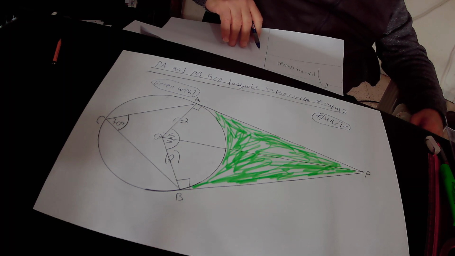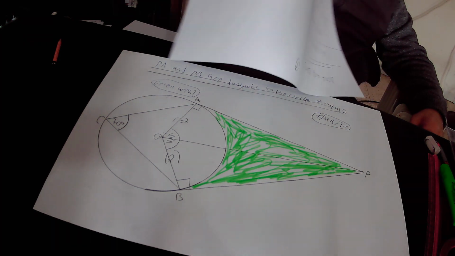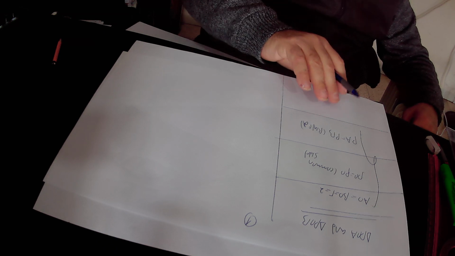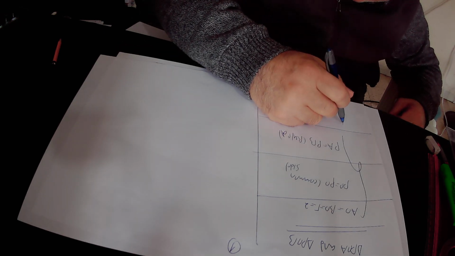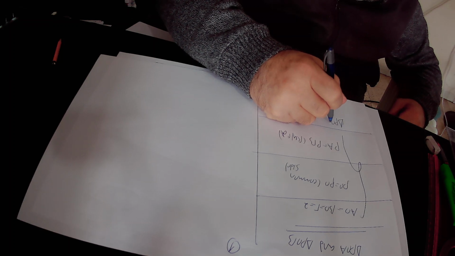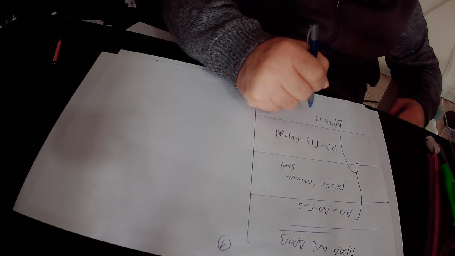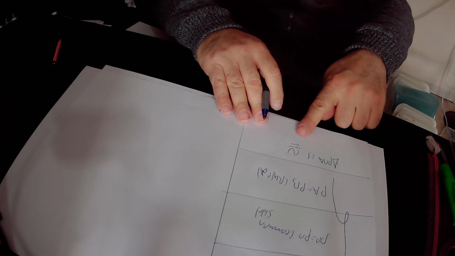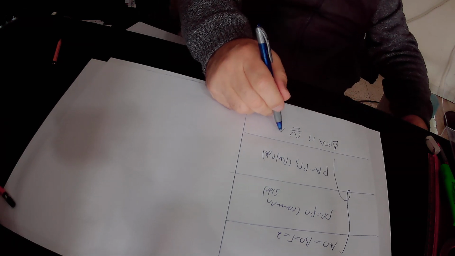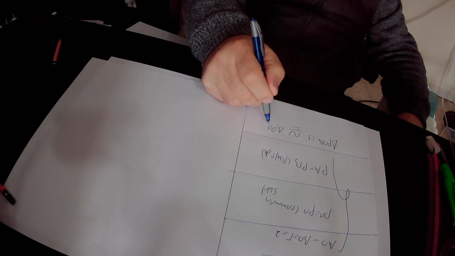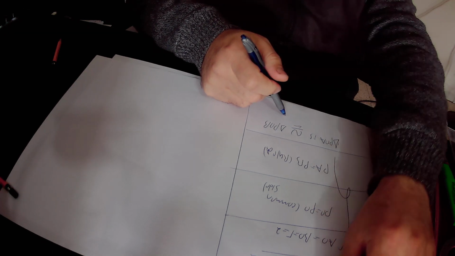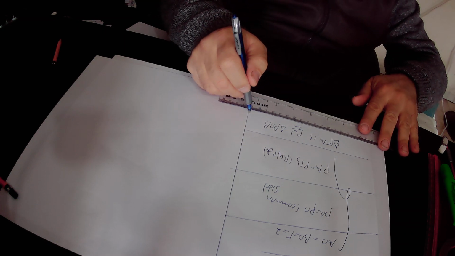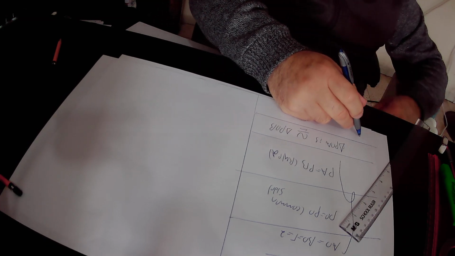So I write it down. The right triangle POA is congruent, this is the sign of congruent, to the right triangle POB, according to the side rule.